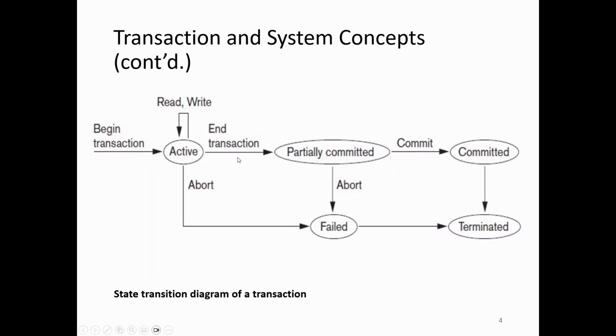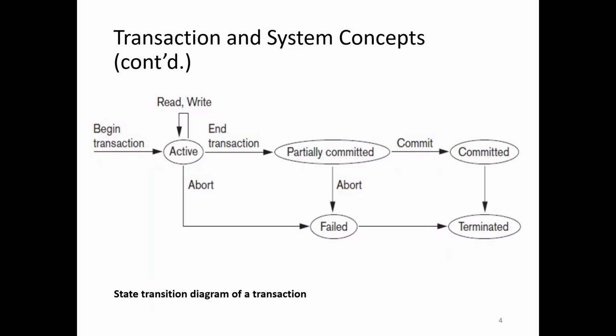We say this is partially committed. After finishing this operation, then end transaction, then we say partially committed state. After the partially committed state, when commit transaction occurs, everything will be written on the hard disk permanently. Within this committed transaction, everything will be saved to the hard disk or database permanently.